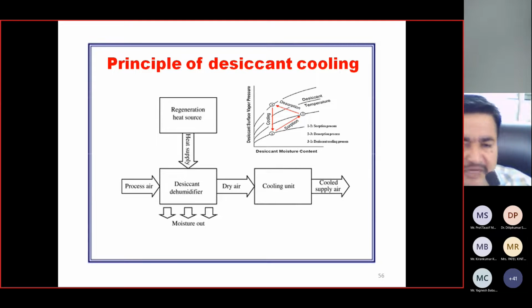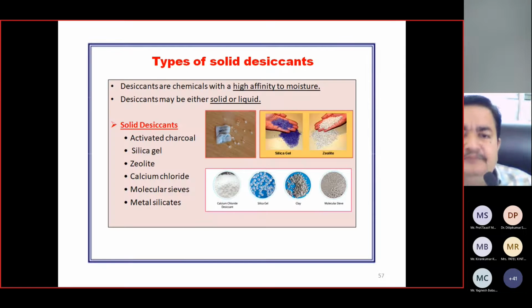In solid desiccant cooling, as we discussed earlier in the principle, we have the cooling, sorption and desorption operations. There are different kinds of materials available in nature: activated charcoal, silica gel, zeolite, calcium chloride, molecular sieve and metal silicate. Some derived polymers have also been researched and invented that have different regeneration rates nearly at ambient conditions. So desiccants are materials having a high affinity for moisture because of vapor pressure difference and Dalton's law theory, which I have explained.